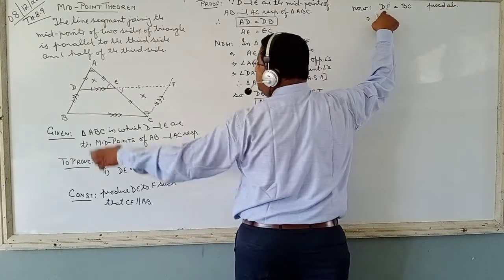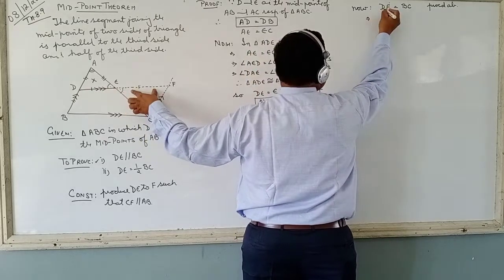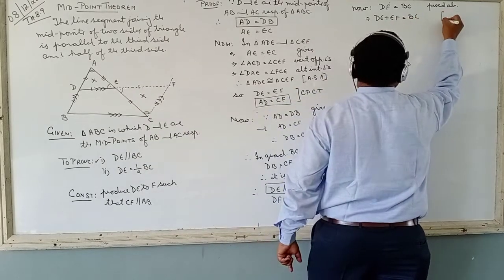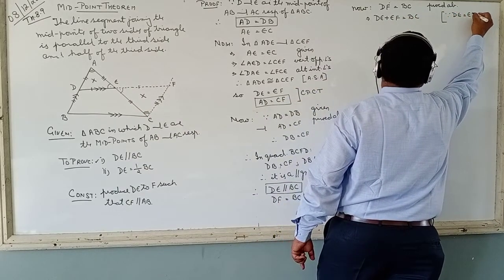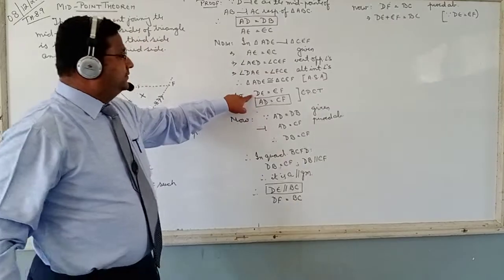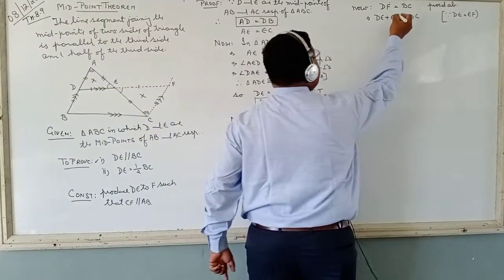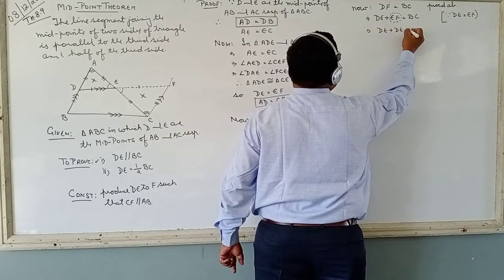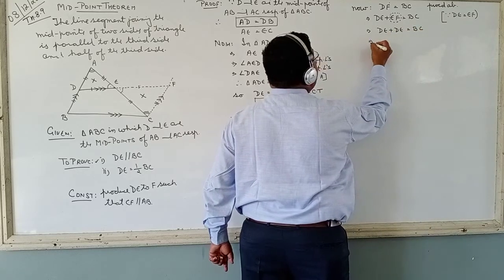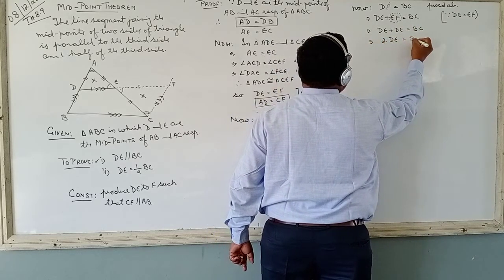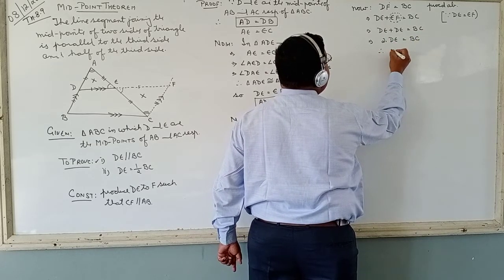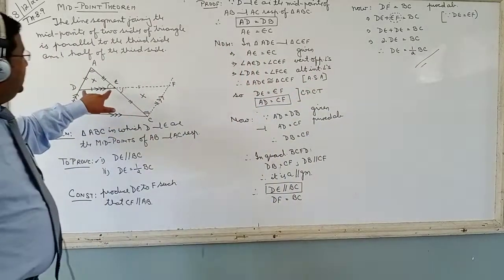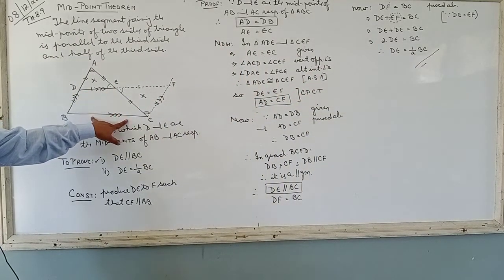Now observe this DF. This DF is made of DE and EF. So DF is broken, and DE plus EF is equal to BC. But are DE and EF equal? Because DE is equal to EF, proved above. So can we replace this EF by DE? So DE plus DE is equal to BC. DE plus DE, twice of DE, is equal to BC. The 2 is in multiplication, it goes to division. So DE is equal to half of BC. This DE is half of BC.